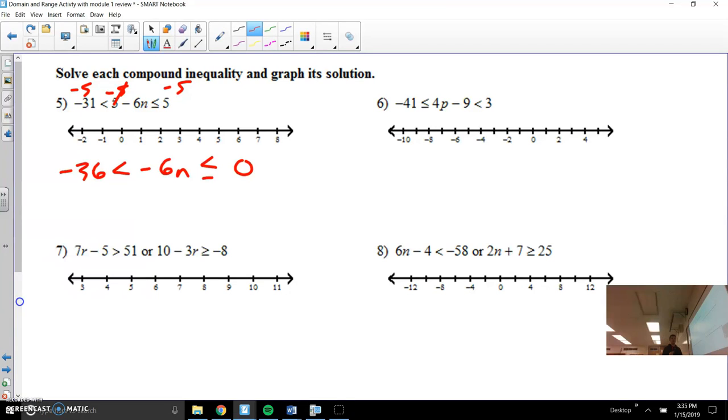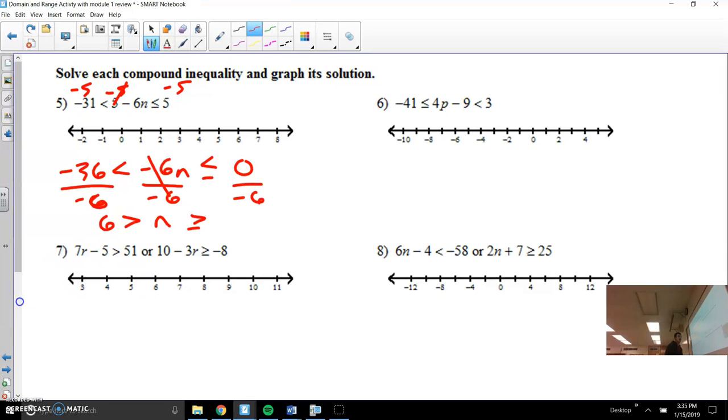So now that 6 is multiplying, I'm going to divide by negative 6 into both parts. But just like that other problem we worked on, the negative division is going to change all your signs. So this is positive 6. Instead of a less than, I'm going to change it to greater than. Flip that less than to greater than or equal.